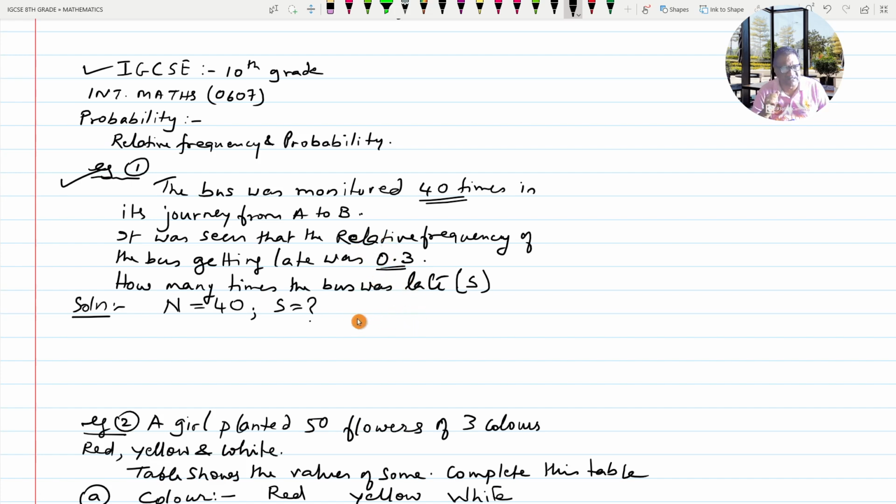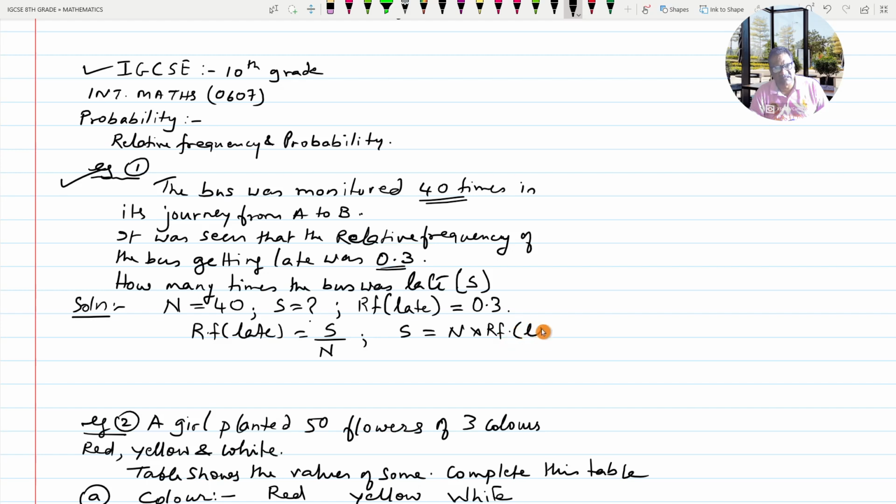Now one more thing is given, the relative frequency. I'll write the relative frequency of the bus getting late. We can write it this way: RF(late) is equal to 0.3. Now with these three things that you have picked up from the problem, that is, n is 40, relative frequency of getting late is 0.3, and S you have to find out, you can think of the formula that I told you. The formula is: relative frequency of the bus getting late is equal to S divided by n, isn't it? And they have asked you to find S. So S will be equal to n times the relative frequency of the bus getting late.